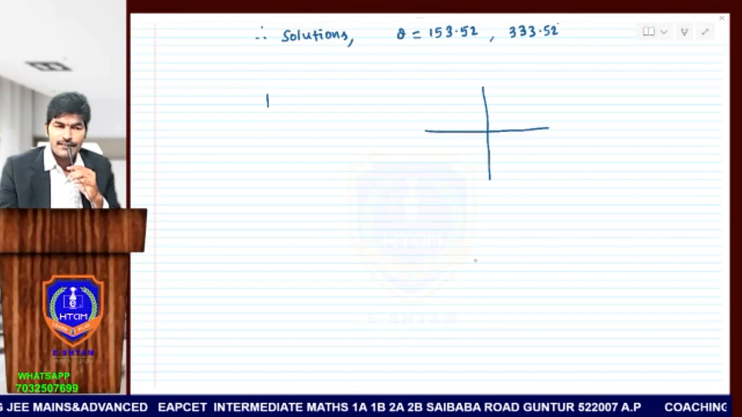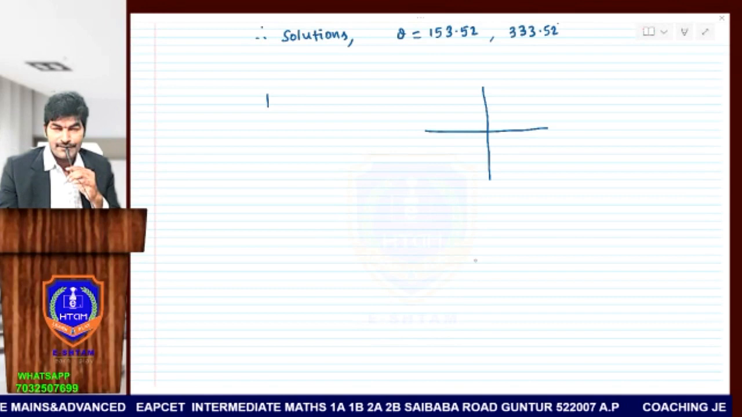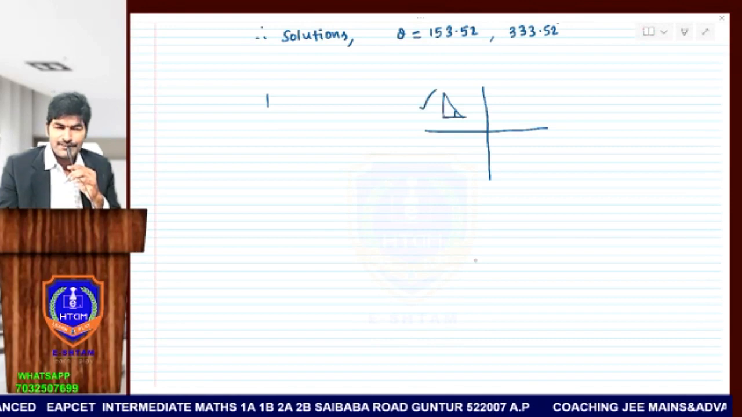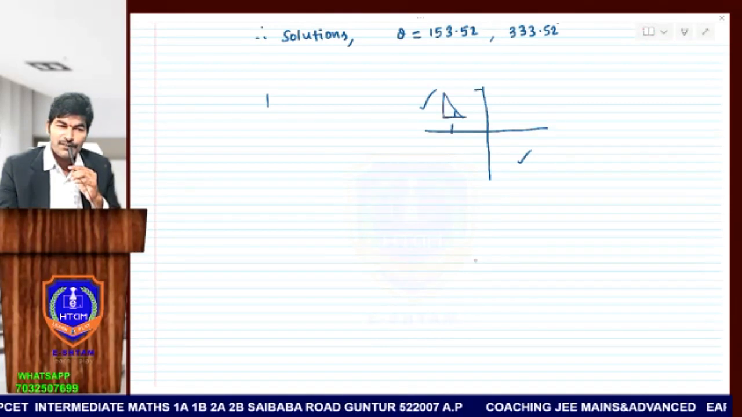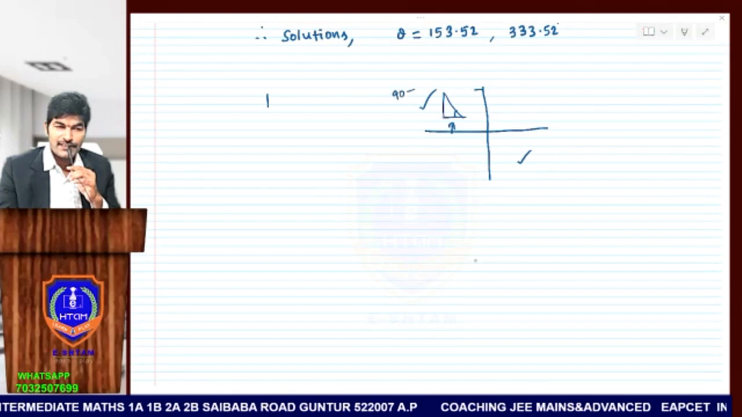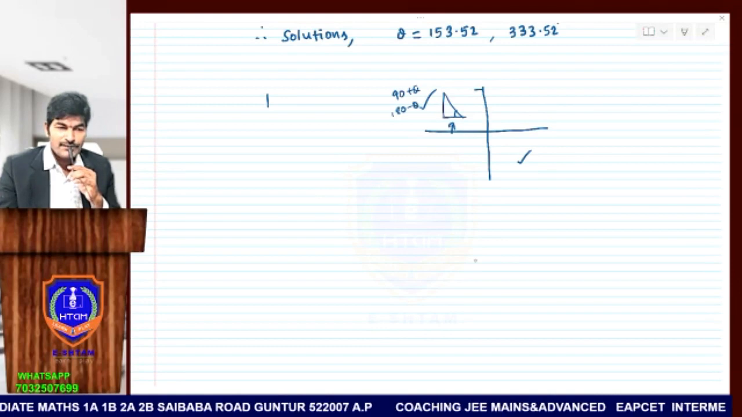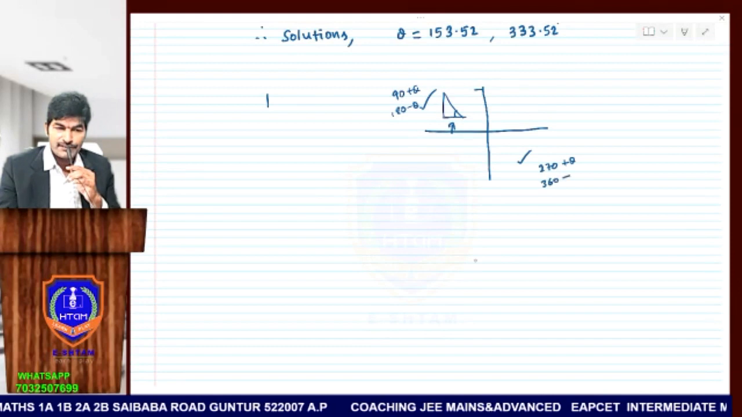So here, can I draw the right angle triangle? But we don't actually draw the triangles. We just do it directly. Okay, this is 2 and 4. Tan is negative in 2 and 4. 2 means it is more than 90 and below 180. So it is 90 plus theta and 180 minus theta. In the fourth quadrant, it will be 270 plus theta and 360 minus theta.